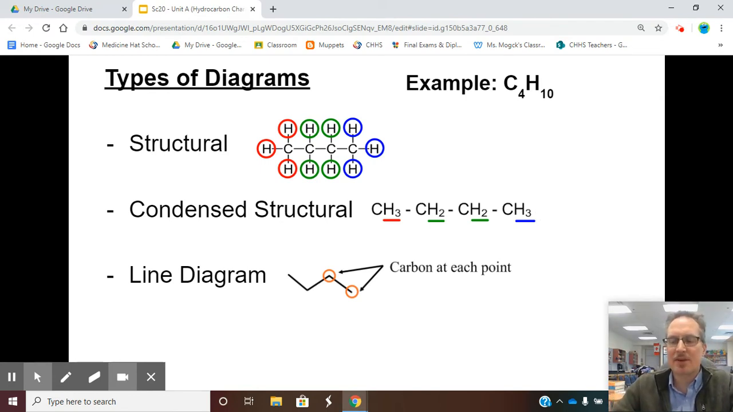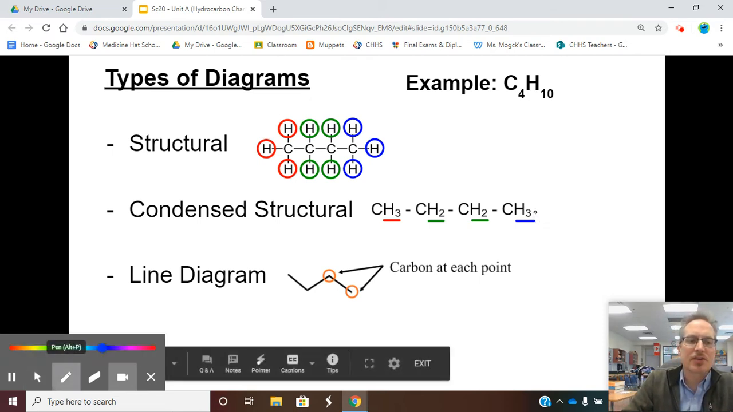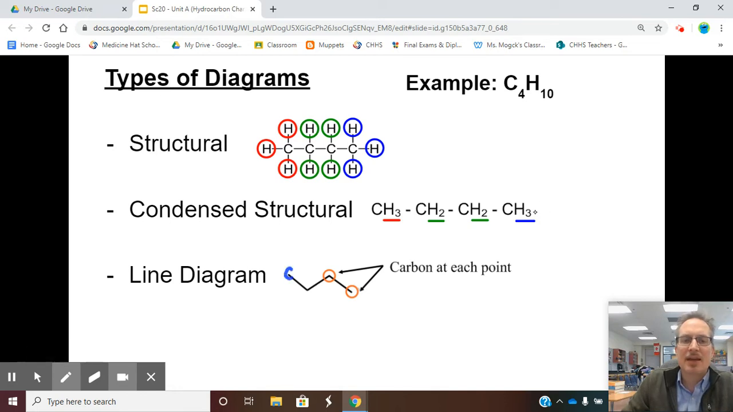Line structure is probably my favorite, although it takes a second to catch on. For a line structure, the rule is anywhere we start the line, end the line, or anywhere we change direction, those represent carbons. So this structure has 1, 2, 3, 4 carbons, like all the examples we're doing, C4H10 here. Because this carbon's only made one bond, we know that there are three hydrogens on it. Since this one has only made two bonds, we know there are two hydrogens on it. Because this one's only made two bonds, there are two hydrogens on it. And because this one has only made one bond, it has three hydrogens. So again, CH3, CH2, CH2, CH3. Remember, the key is that carbon only makes four bonds, but it must make four bonds.